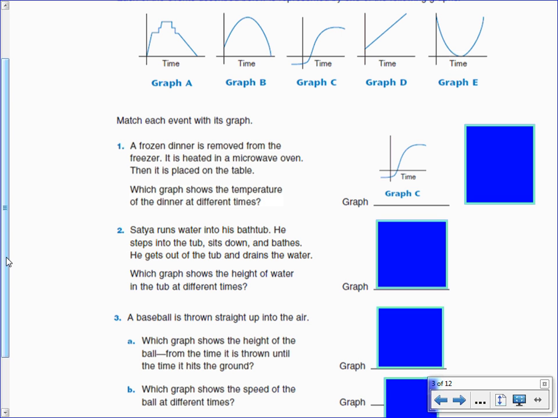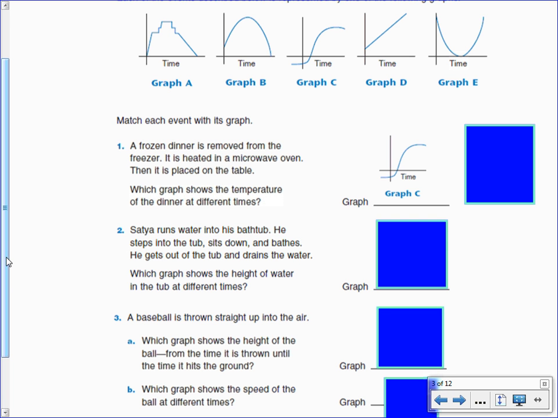It says, Sastia runs water into his bathtub. He steps into the tub, sits down, and then bathes. Then he gets out of the tub and drains the water. So which one do you think might kind of fit what's happening? So he runs the water, he steps in the tub, he sits down, he bathes, and then he gets out of the tub and drains the water. Probably A, there are multiple steps in it.